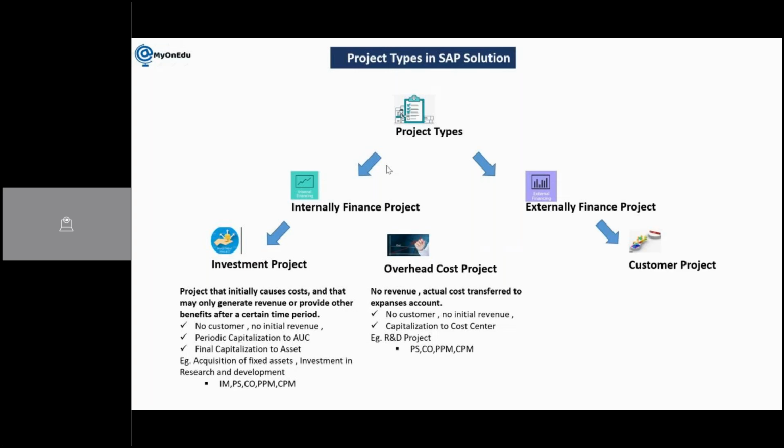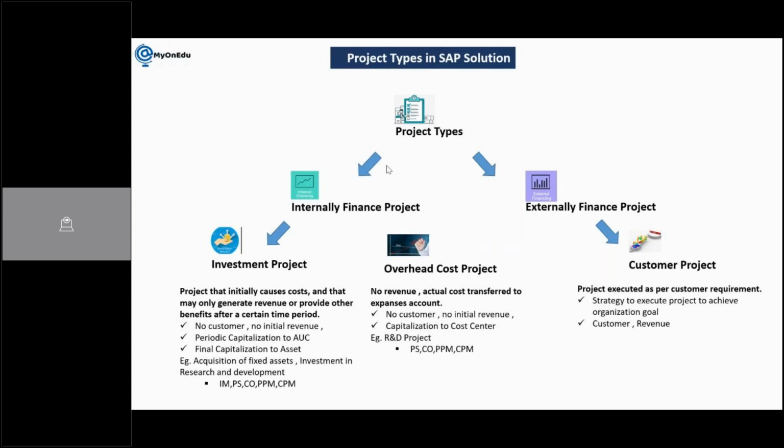Externally financed project, we also call it a customer project, because this project is executed as per customer requirement. Let's say we are an IT company and some customer is asking us to implement SAP, so that is a customer project for us. Here the strategy is to execute the project to achieve an organization goal. That is the main purpose of executing this project.